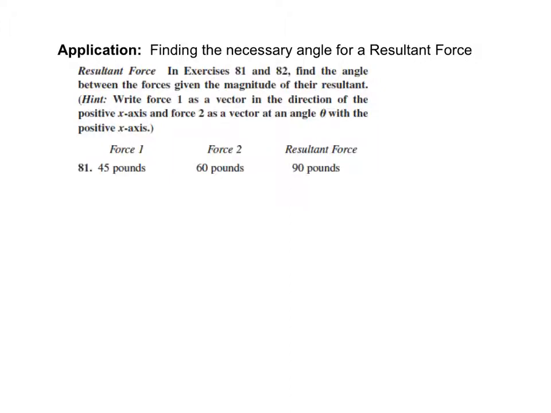Okay? Here, in this problem, we have two different forces acting on an object, and we want to find an angle between the forces given the magnitude of their resultant. So this is kind of an interesting situation. Let's take a quick look at this. It says, find the angle between the forces given the magnitude of the resultant. And it says, write force 1 as a vector in the direction of the positive x-axis and force 2 as a vector at an angle theta with the positive x-axis.